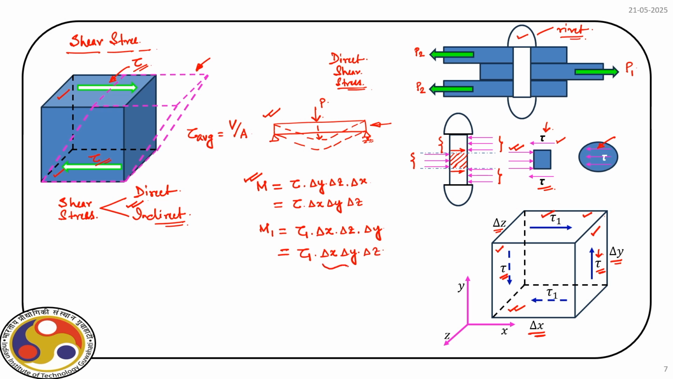So, that is the volume of the cuboid, right. Now, these two quantities must balance each other, otherwise there will be a rotation. So, m must be equal to m1, which in other words proves that tau is equal to tau 1.